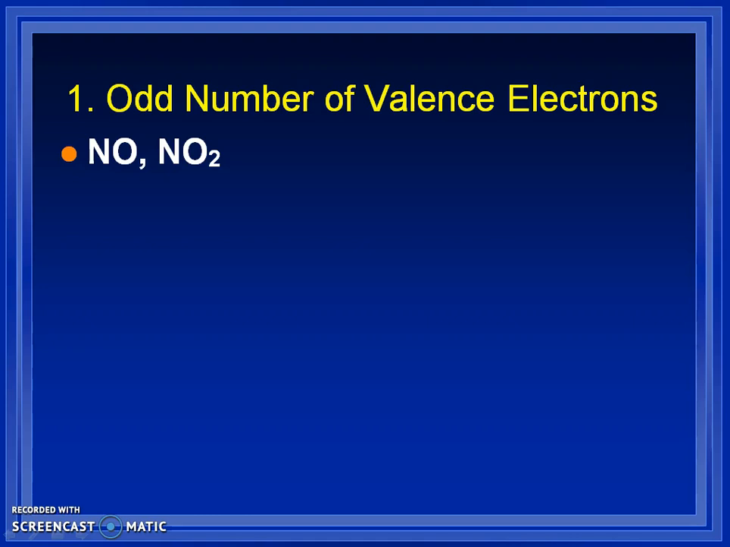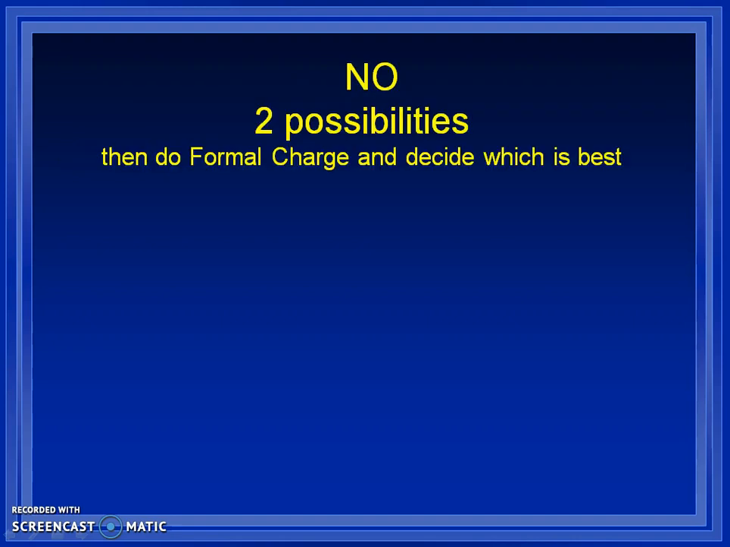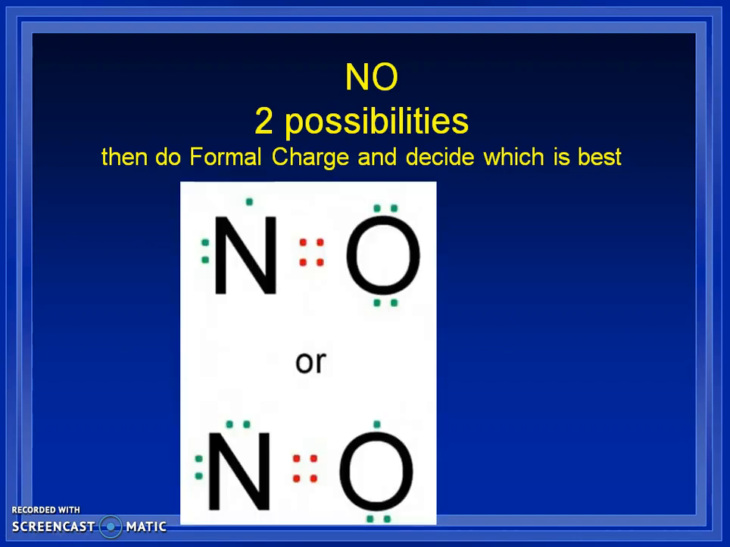So here we have an odd number of valence electrons for nitrogen monoxide and nitrogen dioxide. Nitrogen monoxide has two possibilities. You might want to pause and see if you can come up with those two. Here they are. We have a double bond between the N and the O, and the difference here is that one lone electron can either be on the nitrogen or it could be on the oxygen.